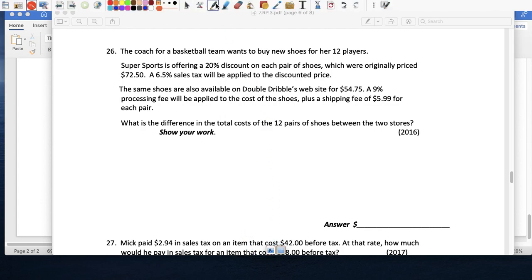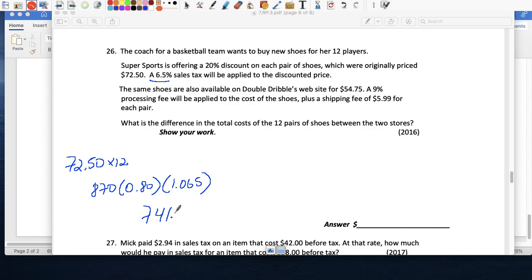Coach of a basketball team, buying shoes. Super Sports is offering a 20% discount. Prices are $72.50 per shoe, times 12. It's going to be $870. Now you're going to get a 20% discount, so that means we have 80% left over, and then 6.5% in taxes, so 1.065. So the total price at Super Sports would be $870 times 0.8 times 1.065, which is going to give us $741.24.